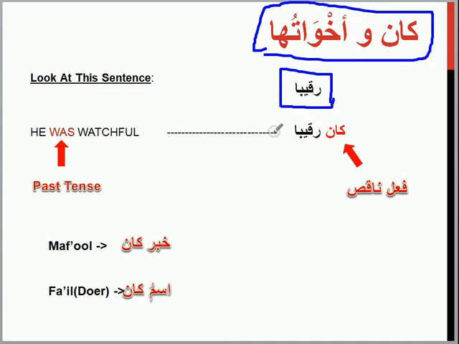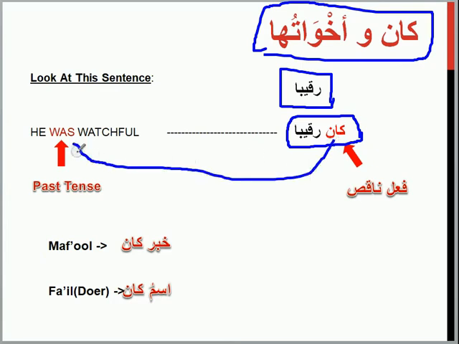So an ism, and now if we put Kaana over here in this sentence, it is supposed to be a jumla fi'liya, but it is not. It's a jumla ismiya. And this Kaana would give you the meaning of was. Otherwise, it would just have been he watches, or he watched. But this was is giving him the meaning of it's going on. It was going on. So that's what Kaana's meaning is.